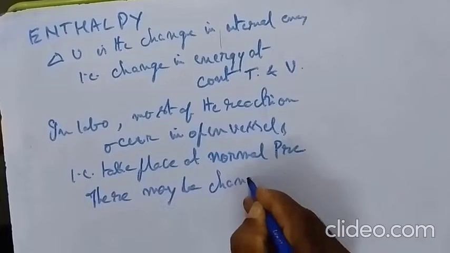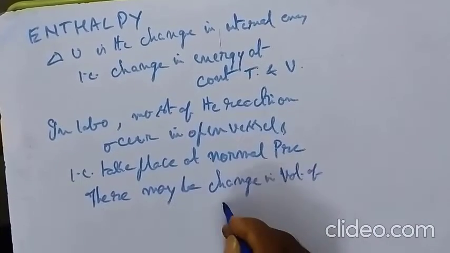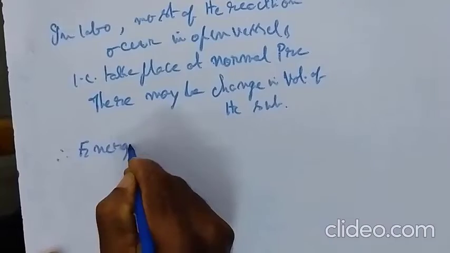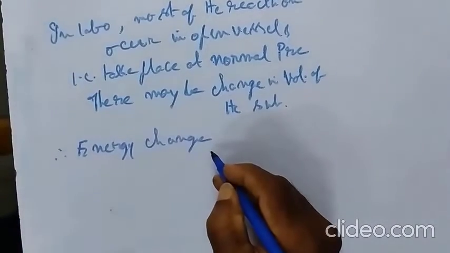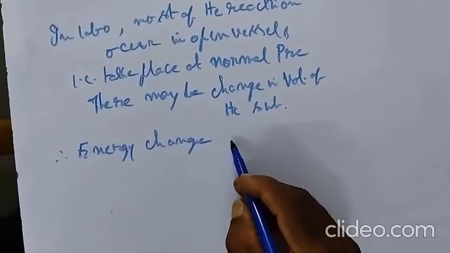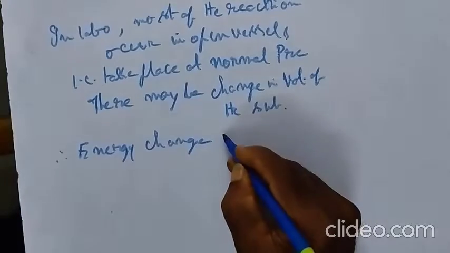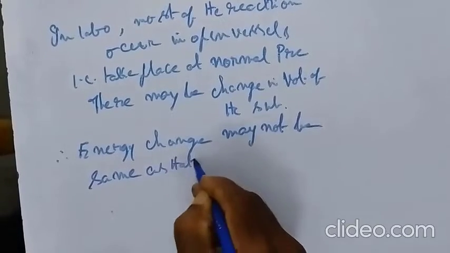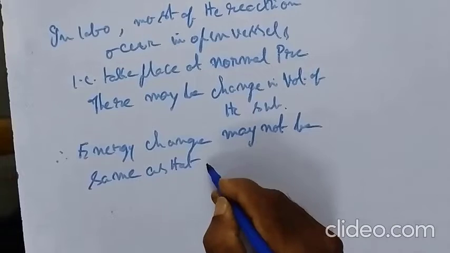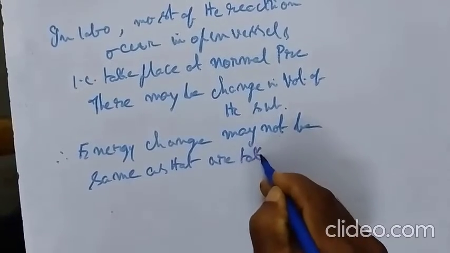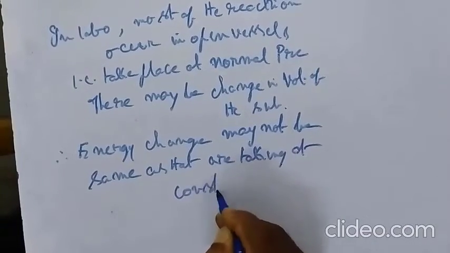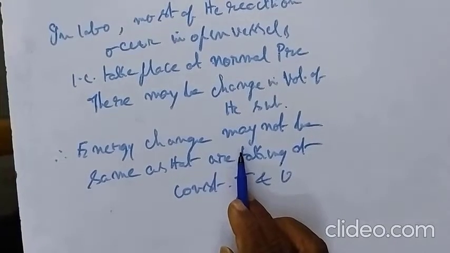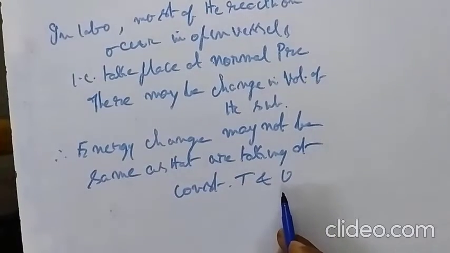Since reactions take place at normal pressure and in open vessels, there may be a change in volume of the substances. Therefore, the energy changes occurring during such conditions, at a constant pressure and a constant temperature, may not be the same as that of the energy change taking place at a constant temperature and volume. That means the energy changes taking place at constant pressure may not be the same as those taking place at a constant volume.